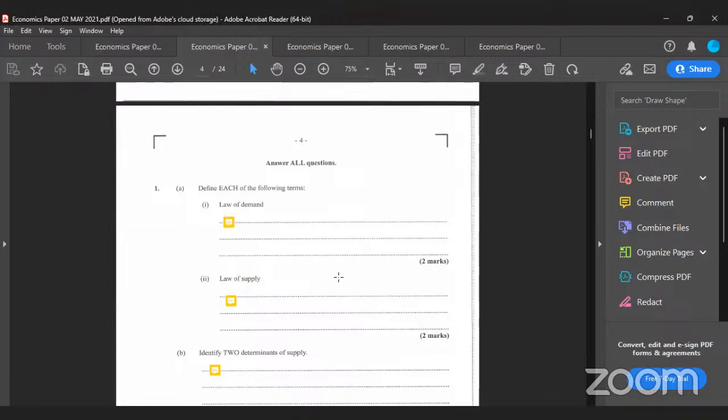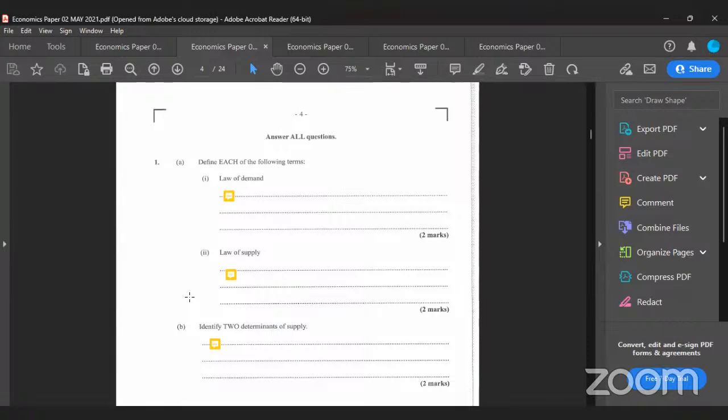The law of supply, on the other hand, says that there is a direct relationship between price and quantity supplied. If you're a supplier and you supply bread and the price of bread goes up to $10,000 tomorrow, you're going to try to get as much bread out on the market as possible because you want to get as much profit as possible, right?